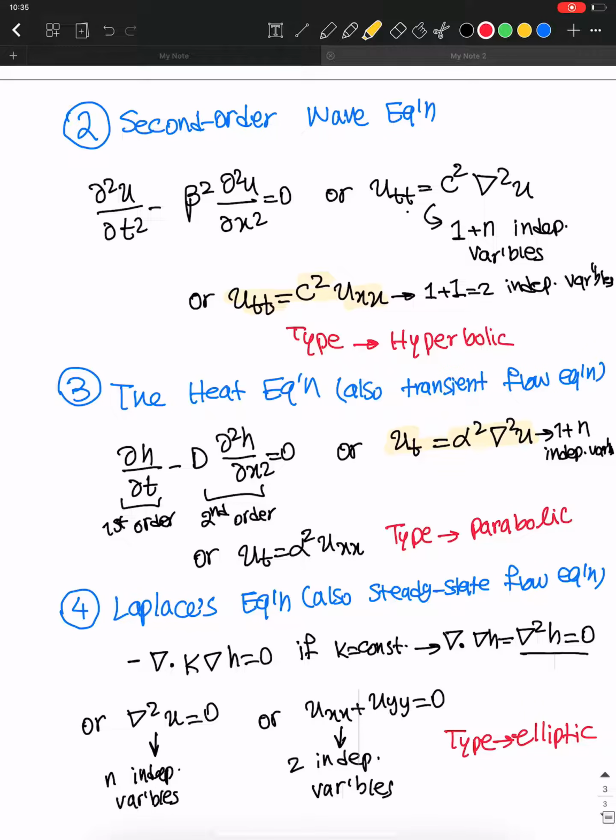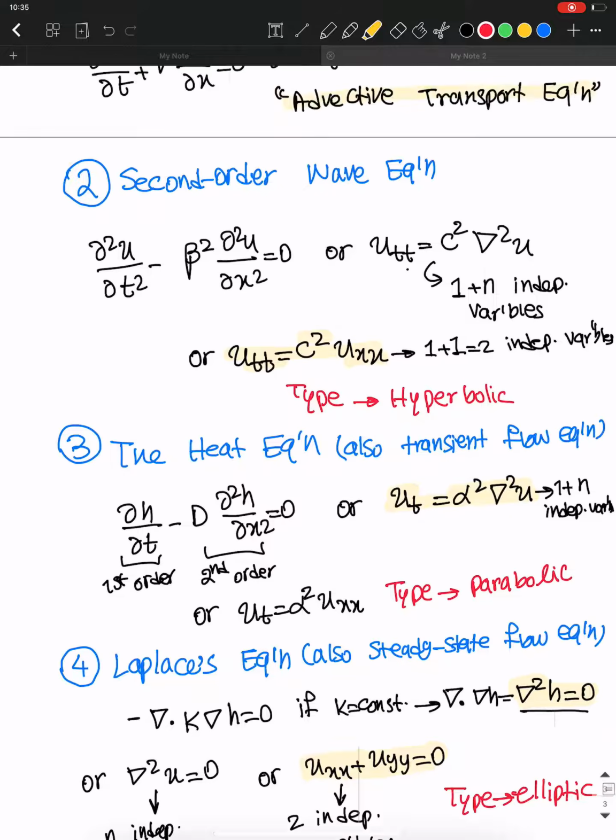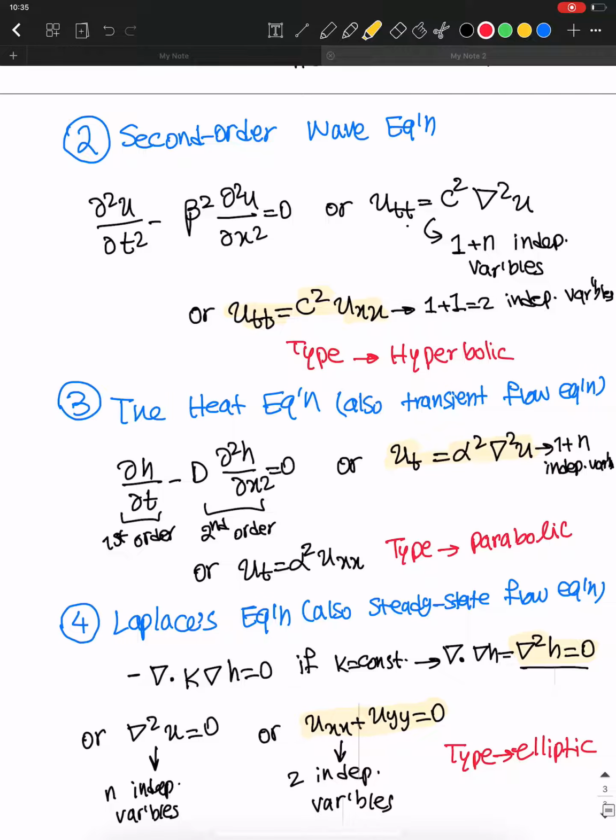And then the last one is the Laplace equation. We write it as grad square h equals 0, or uxx plus uyy equals 0 in 2 dimensions. This can be in 3 dimensions or higher dimensions as well. And then the types of these, which we will talk about later on.